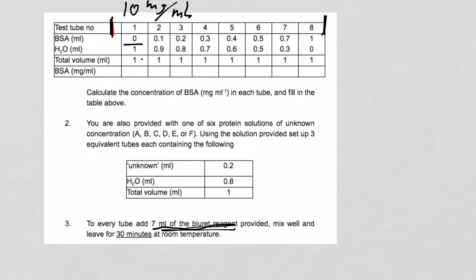So in the first tube you have no BSA. Can you tell me what the concentration of BSA is in milligram per milliliter? 0. So you can already fill in this table here.